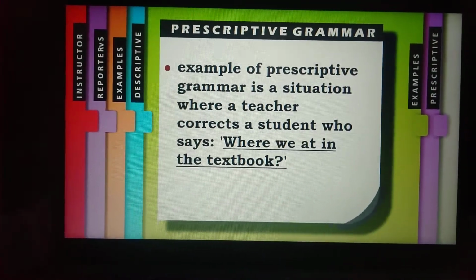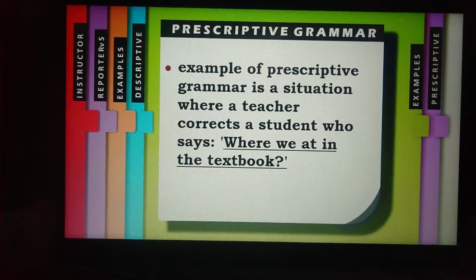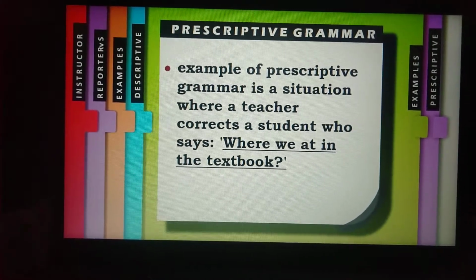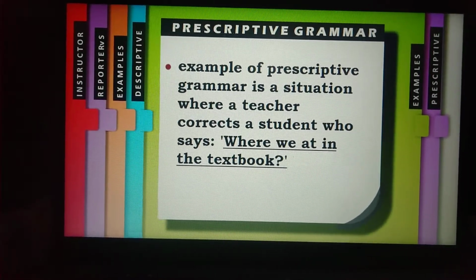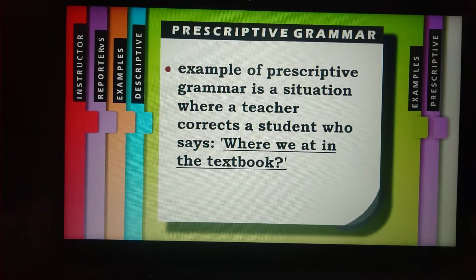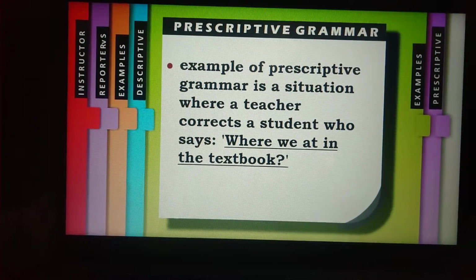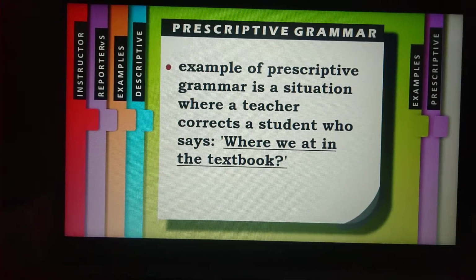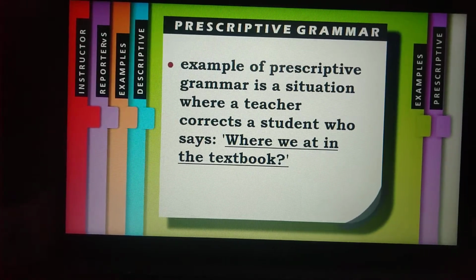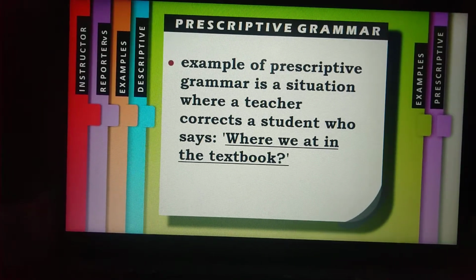An example of prescriptive grammar is a situation where a teacher corrects a student who says, "Where we at in the textbook?" Another example: "Jake and me are coming to the party too." What does prescriptive grammar say? Me is used as a subject. Instead, we should use I. Me should be used as an object. So according to prescriptive grammar, the sentence should read, "Jake and I are coming to the party too."